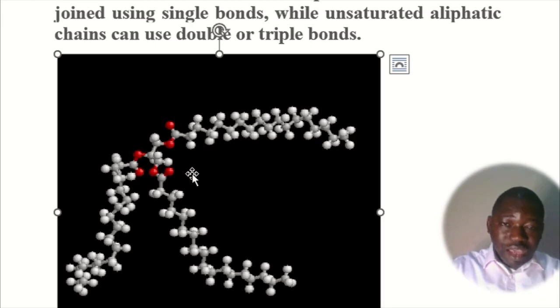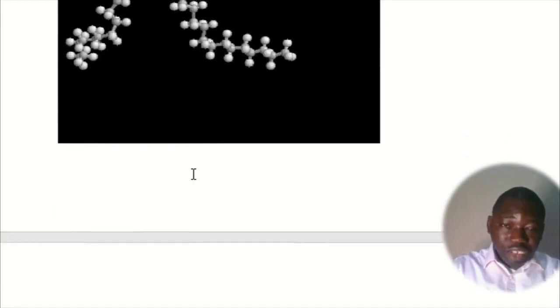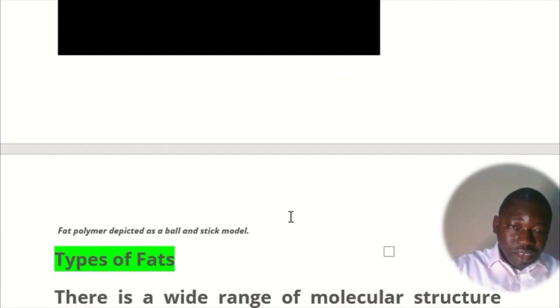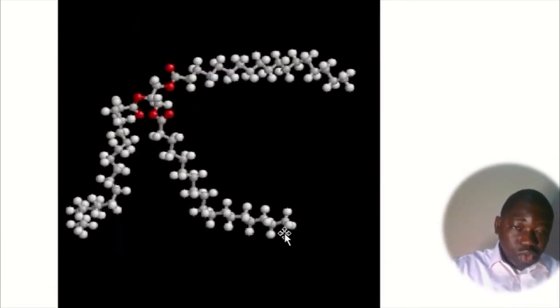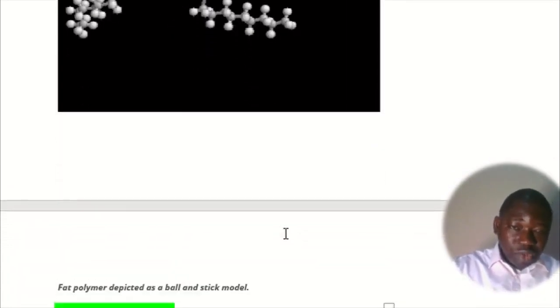So here is shown another structure that we need to look at this time to help us to understand properly the fatty acid molecule and how it is composed.